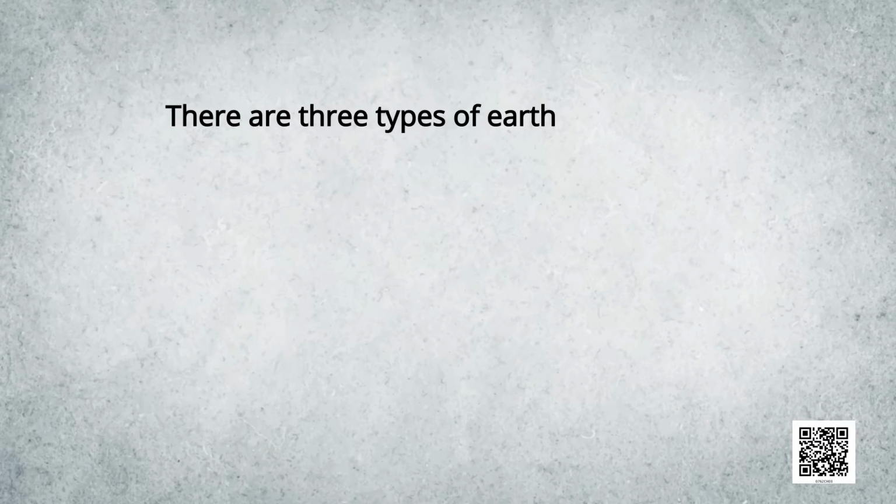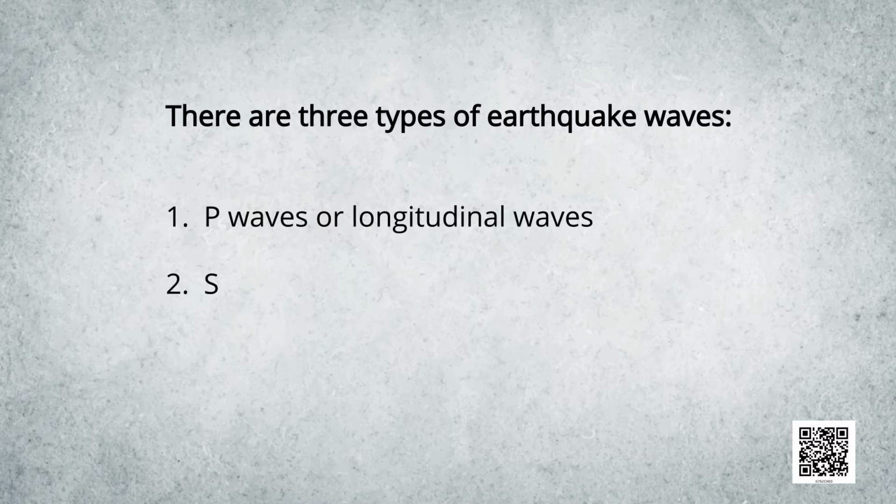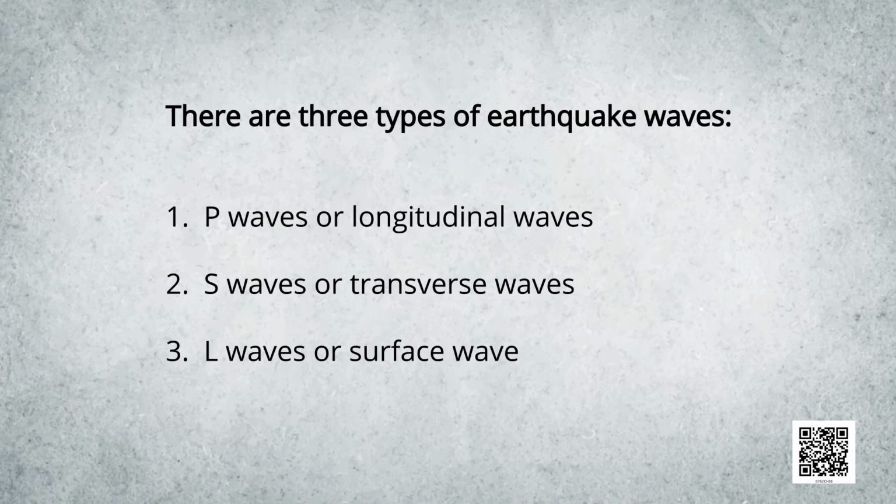Do you know? There are 3 types of earthquake waves. P waves are longitudinal waves. S waves are transverse waves. L waves or surface waves. Okay, now my dear children, let me tell you.